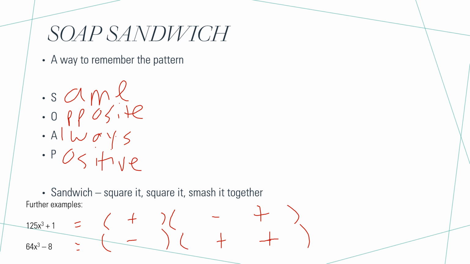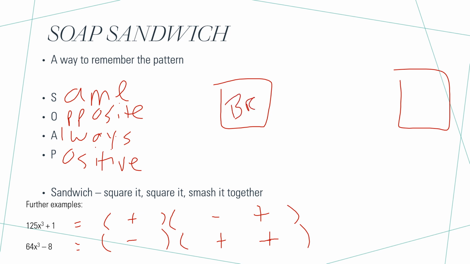Now the sandwich part is square it, smash it together. So if you picture a sandwich, you've got 2 slices of bread, and bread is typically square, so bread, square, and then you have your filling, like a PBJ, and you're just gonna smash it together. And so that tells you what goes in between those operators.